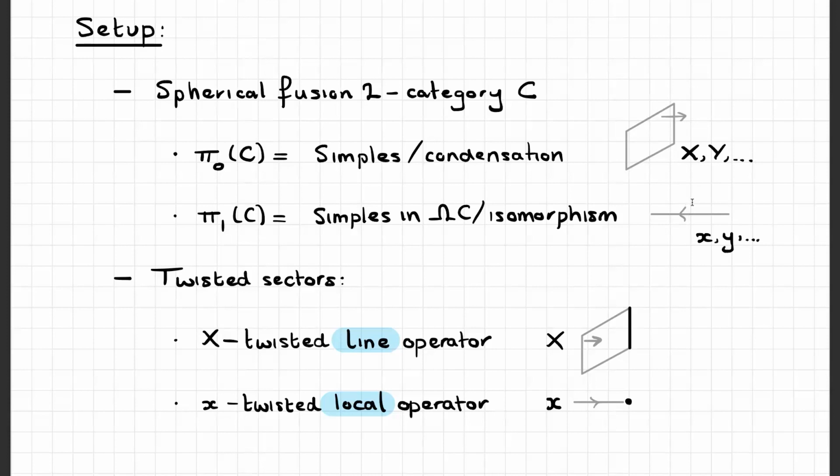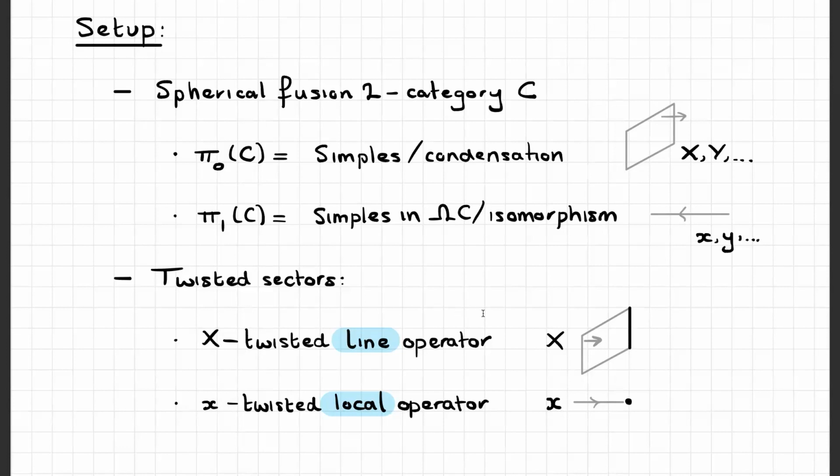And because we have surfaces and lines now, we can also consider twisted sectors for both of these. In particular, you can have topological surfaces that end on line defects, and you can also have topological lines that end on local operators. So we might call them one twisted sectors and two twisted sectors, or more specifically, you might have an X twisted sector local operator or an X twisted sector line operator.